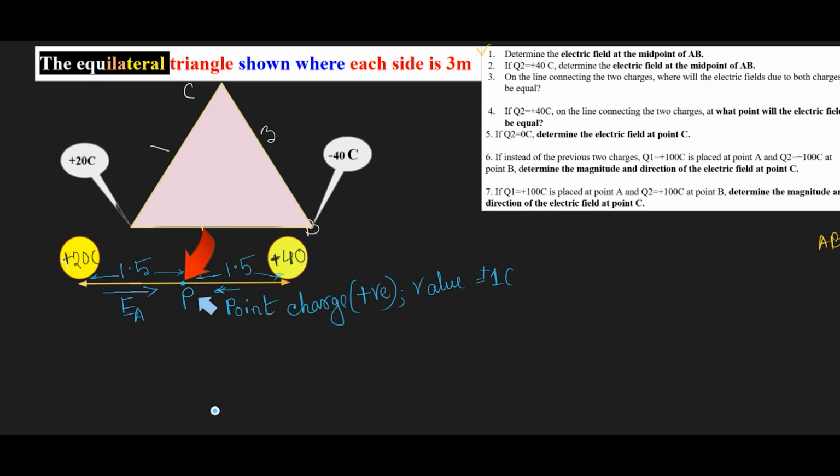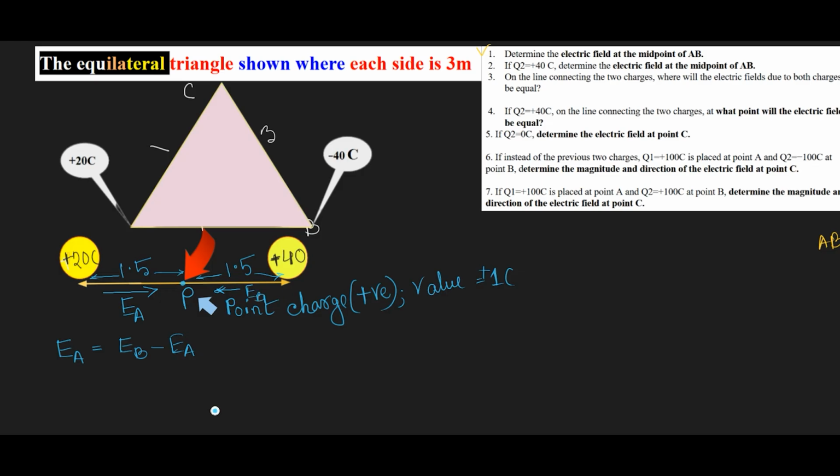So at P point, the net electric field is equal to EB minus EA. Why is EB first? Because at B point positive 40 and at A point positive 20, it means at B point the electric field is EB, which is larger than this EA. That's why EB is here. So this will be EB.